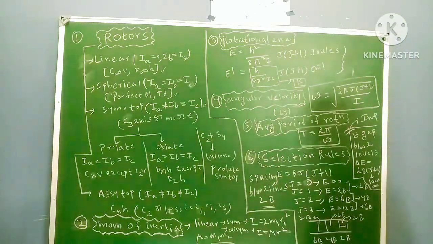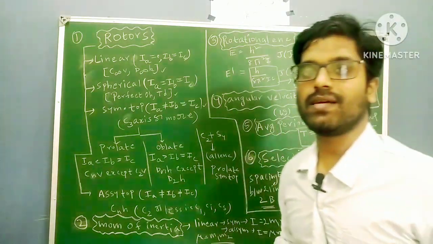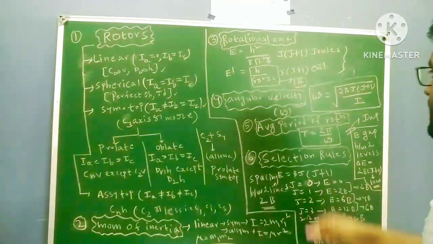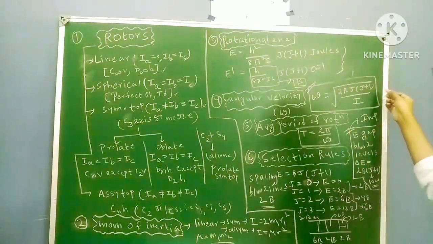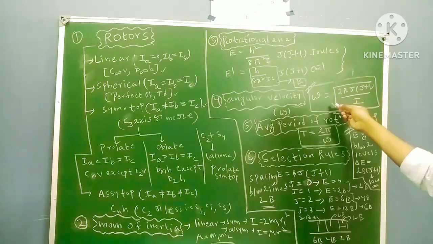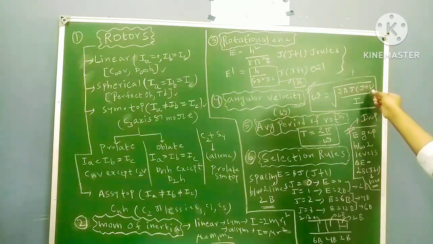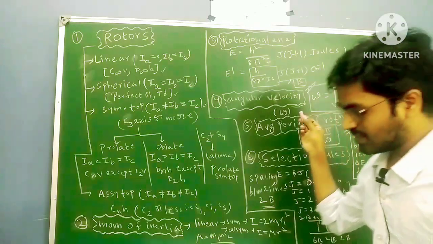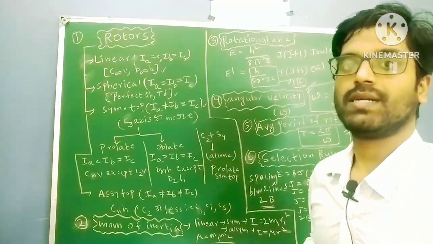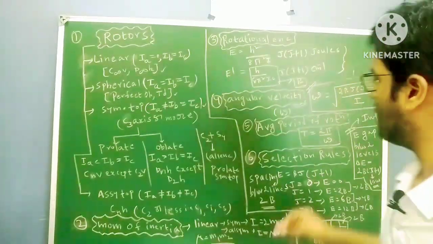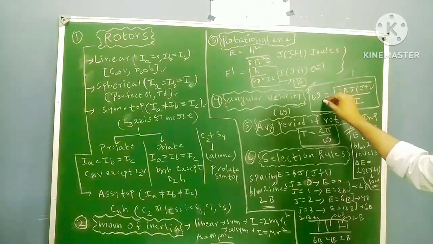Next, angular velocity. Angular velocity will be represented as omega, right? So a direct formula is there, omega equals root over 2B J into J plus 1 by I. Okay, square root of 2B J into J plus 1 by I. So this is a very likely question, and it might come in the upcoming examinations. Focus on this formula, right? This is the angular velocity.